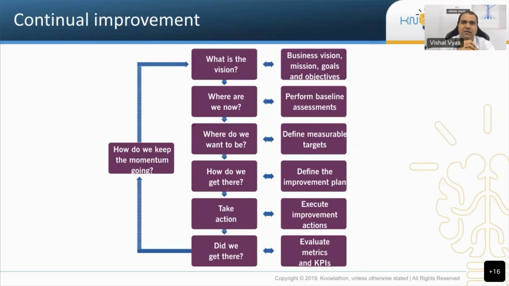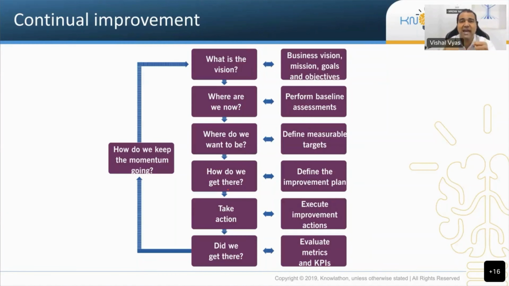Then have the improvement roadmap. Where do we want to be this month? Where do we want to be this quarter? Where do we want to be next year? So define measurable targets. In this month, we want to improve by 8%. In next month, we want to improve by 3%. In next quarter, we want to improve by 12%, and so on. Define measurable targets. Just by defining measurable targets, the work will not automatically happen.